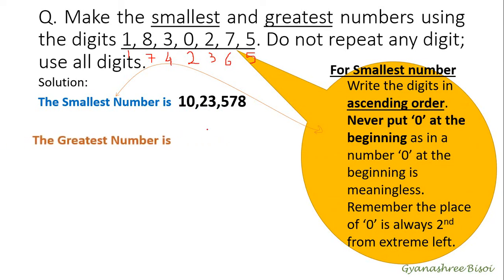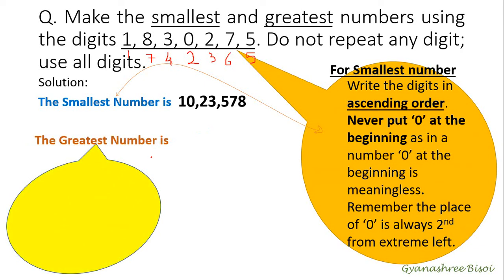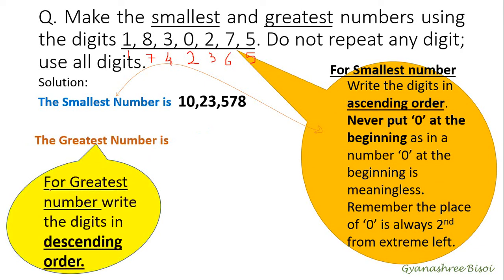Now we will form the greatest number. So how to form the greatest number? Is there any rule? Yes. For the greatest number, write the digits in descending order. Descending means in decreasing order, greatest to smallest. Right?